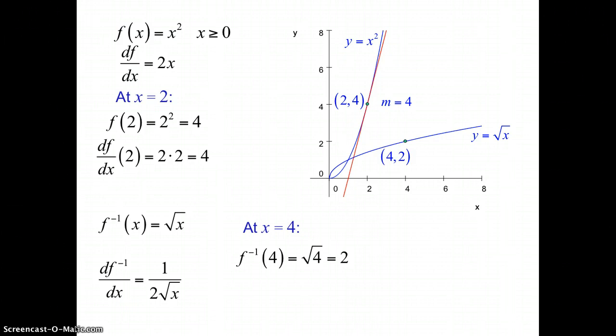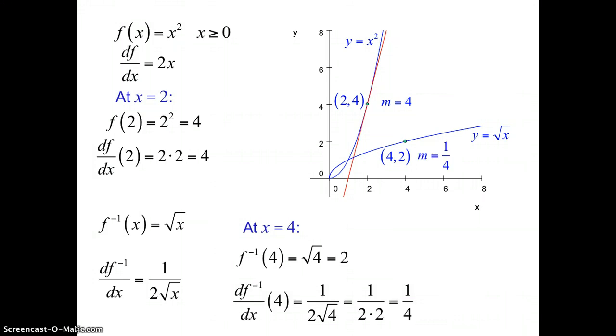And just notice, what if I compute the slope at this point? So I'm going to plug 4 in for x into the derivative, and I get 1/4. This is what's new, and this is what's important for your calculus success, and it's what's exciting. At corresponding points on inverse functions, slopes are reciprocals.